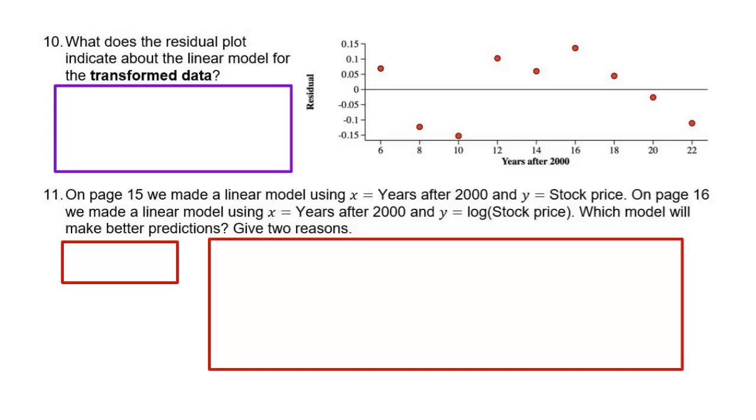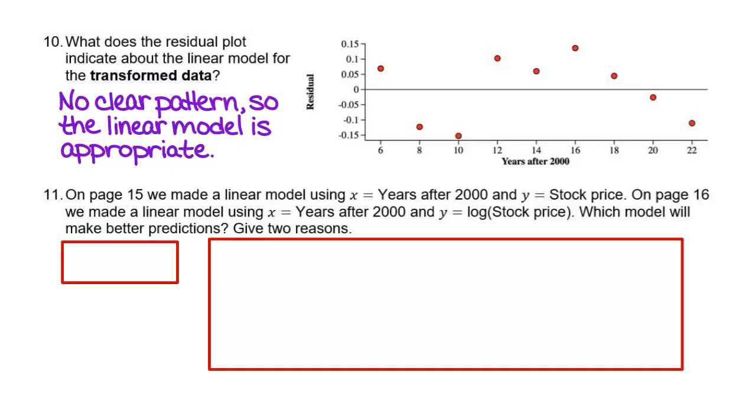That is more random than what we had before. What we had was a much stronger pattern. This is much less of a pattern. So what does the residual plot indicate about this linear model for the transformed data? Better or worse? Better. There's no clear pattern, so the linear model is appropriate.